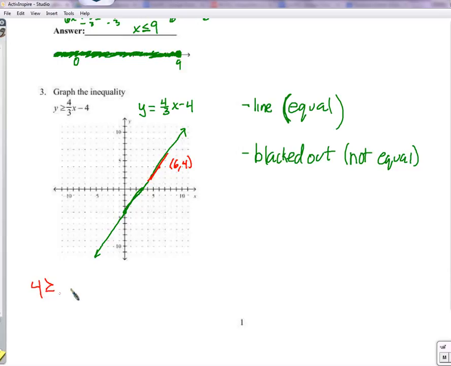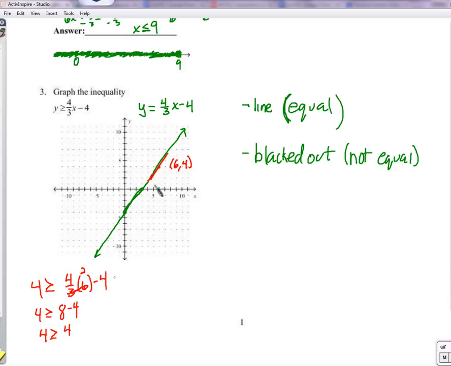4 is greater than or equal to 4/3 times x, which is 6, minus 4. So 4 greater than or equal to, the 3 can divide the 6, right? We're left with a 2. 4 times 2 is 8, minus 4, and look at that. Just like I said, both sides are equal, okay?